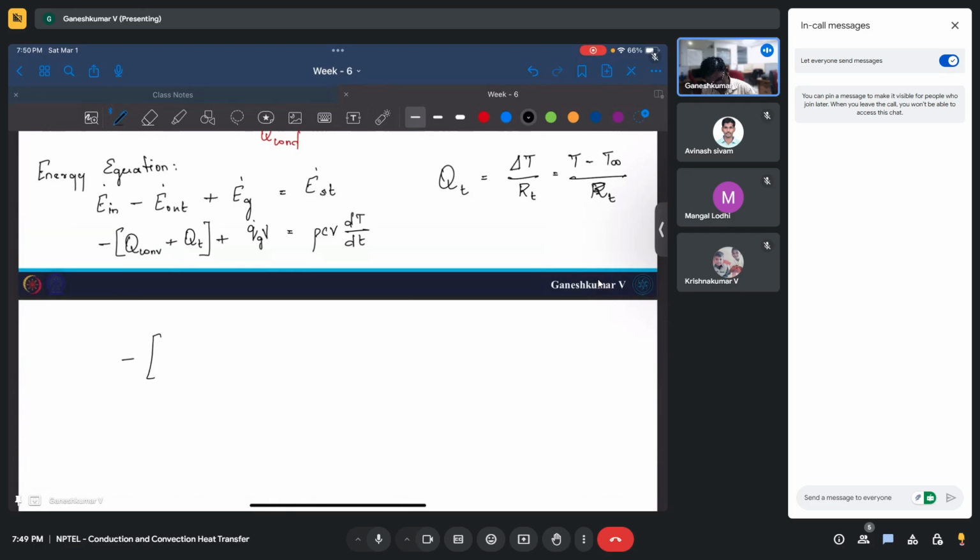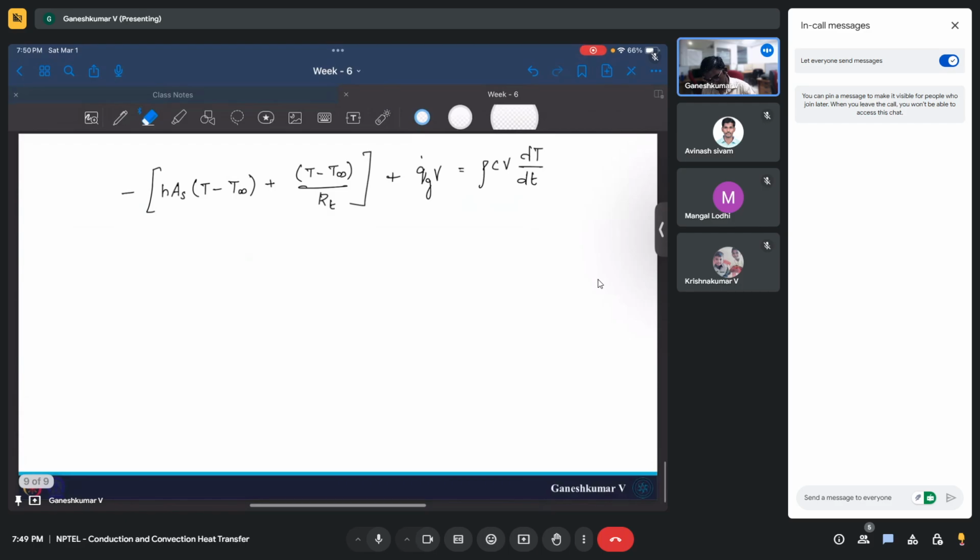It's going to be simply H convection is HAS (T minus T infinity), which we already did. In addition, we have again T minus T infinity divided by RT, plus you have Q dot GV plus rho CV dT by dt. So let's simplify this also and we'll write the final governing equation that we will follow.